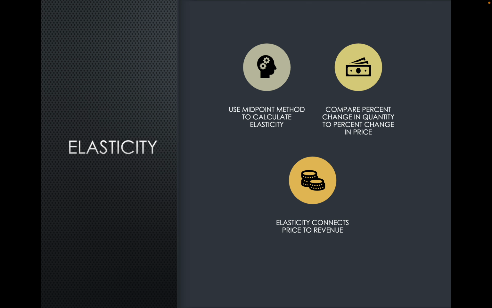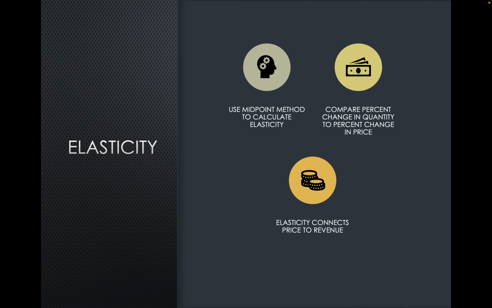For percent changes and elasticity, to find elasticity, I use the midpoint method. That means for each midpoint, I compare the change in quantity with the change in price between the point before and the point after. Then I divide the percentage change in quantity by the percent change in price. And that gives me the elasticity for the row.